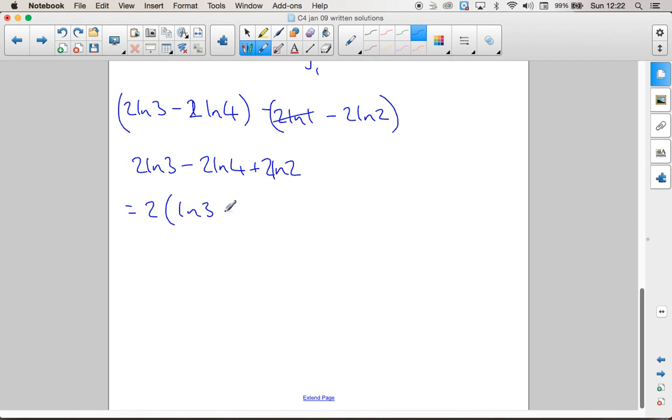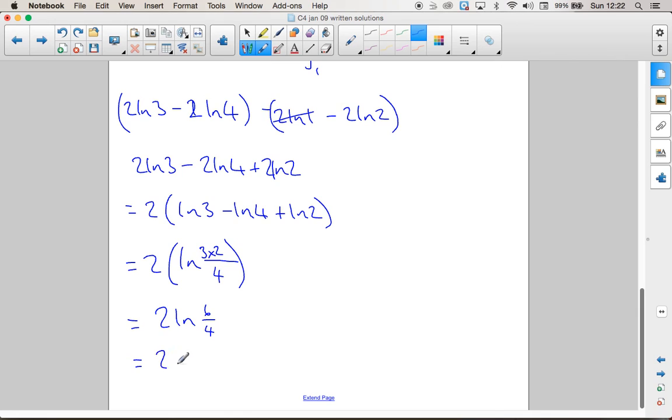And if we put that in as 1 ln, which we can do by taking that 2 out of each term, this is positive, so that's going to be 2 ln of 2 times 3 over 4, because that one's negative. So we get 2 ln 6 over 4, or 2 ln 3 over 2.